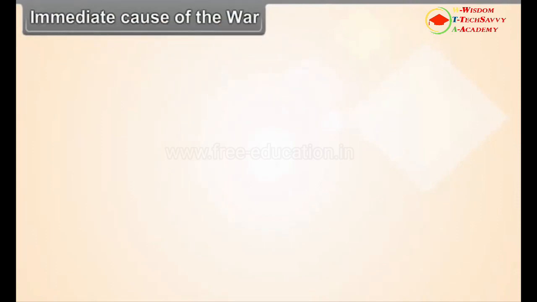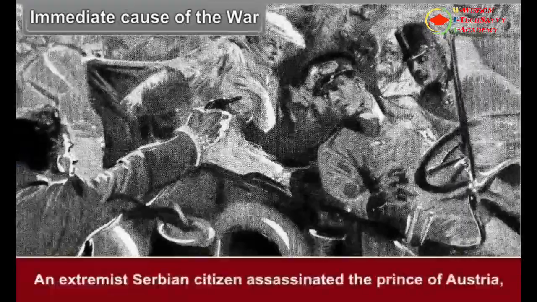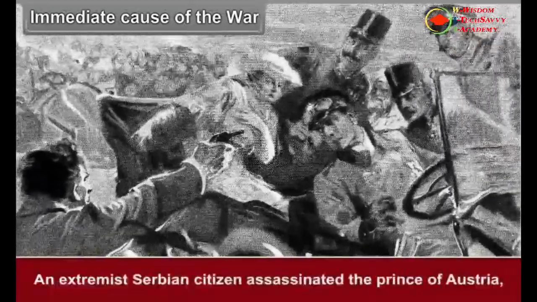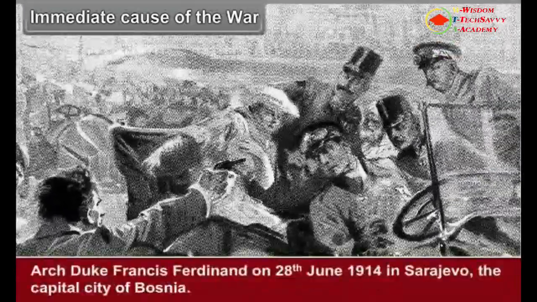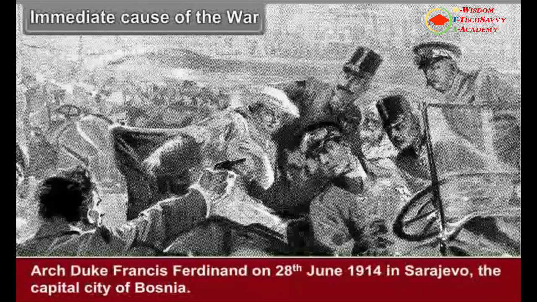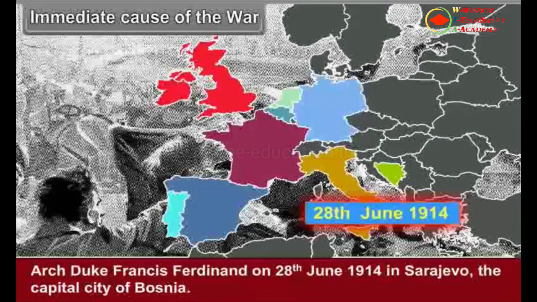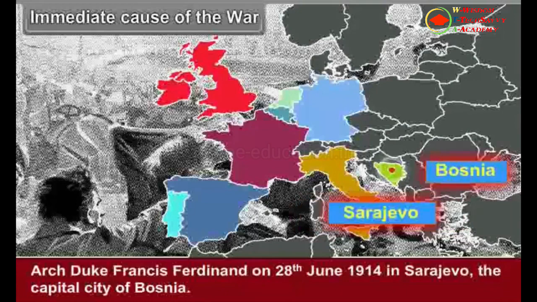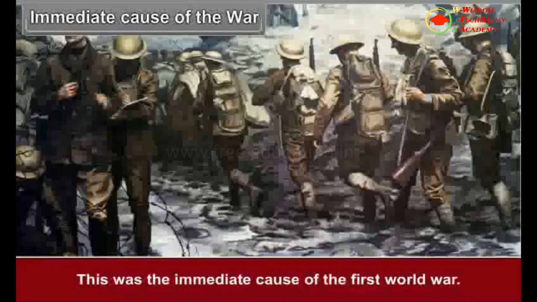Immediate cause of the war. An extremist Serbian citizen assassinated the Prince of Austria, Archduke Franz Ferdinand, on 28 June 1914 in Sarajevo, the capital city of Bosnia. This was the immediate cause of the First World War.